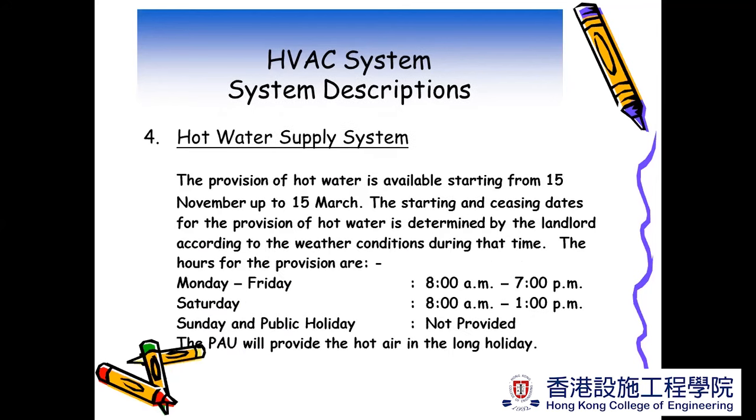The hot water supply, because it's in Beijing, that's why in China the winter time starts maybe from November 15th to March 15th, and maybe even early in October. But definitely within this period, November to March will be pretty cool. The starting and ceasing dates of the provision of the hot water is determined by the landlord, of course, according to the weather conditions. Again, same thing, follow the office hours, right?